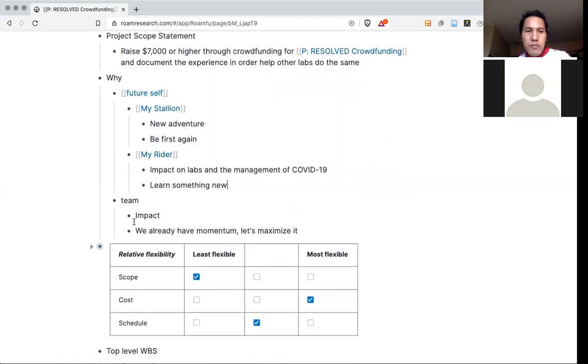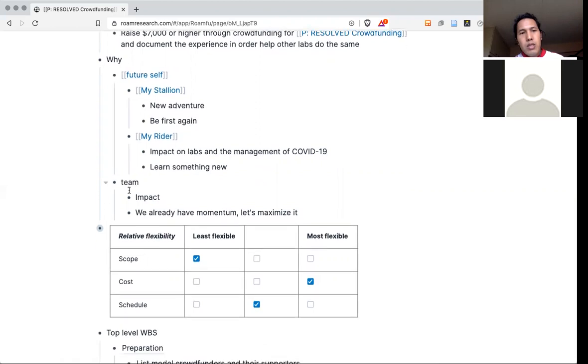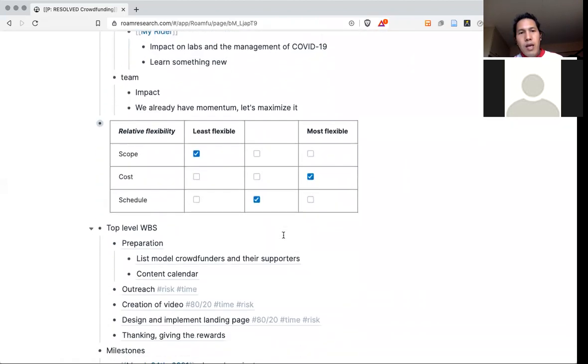I also write here what my pitch for my team will be. What's the core of my pitch when I present this? I talk about the impact, and that we already have momentum from the first phase of this project. Now we want to maximize this.